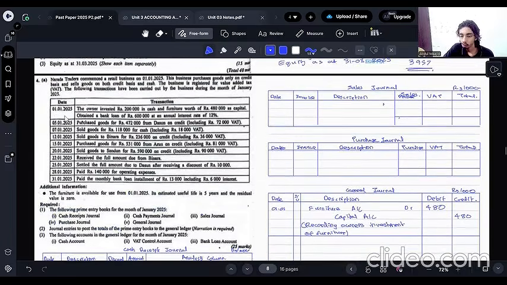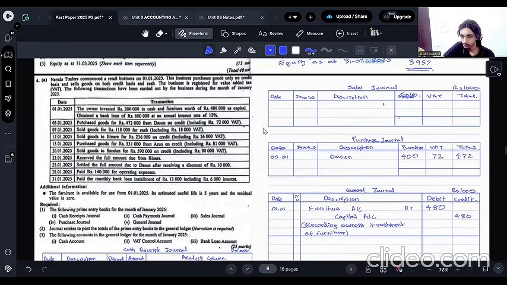Then on 5th of January 2025, purchase goods for 472 from Dasun on credit, including 72,000 VAT. That will go to the purchase journal. So on 5th of January, purchase of goods worth 472 from Dasun. The VAT is 72. The total amount including VAT is 472. Then the purchase value will be 400.